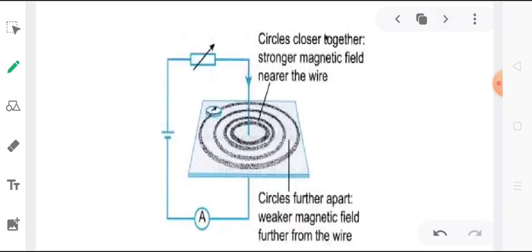And as we have seen, the circles are closer together, which means a stronger magnetic field near the wire. As we move close to the wire, or rather if the distance between the observation point and the current carrying conductor is less, then the strength of the magnetic field will be more, a stronger magnetic field will be created, and obviously the circles will come closer.